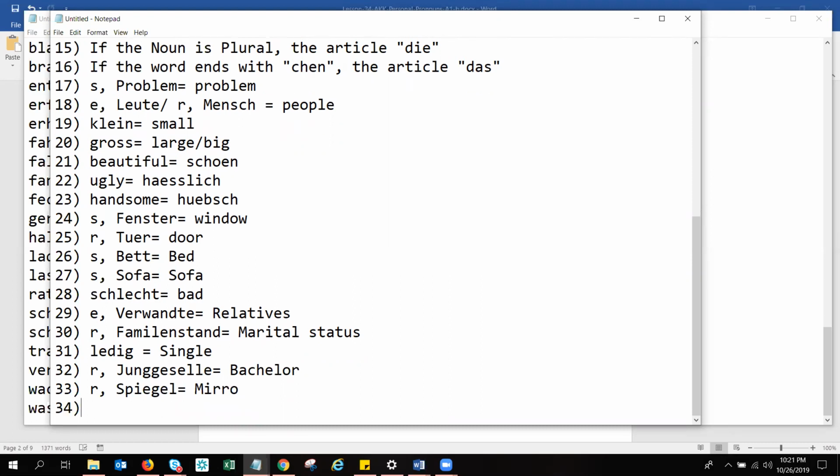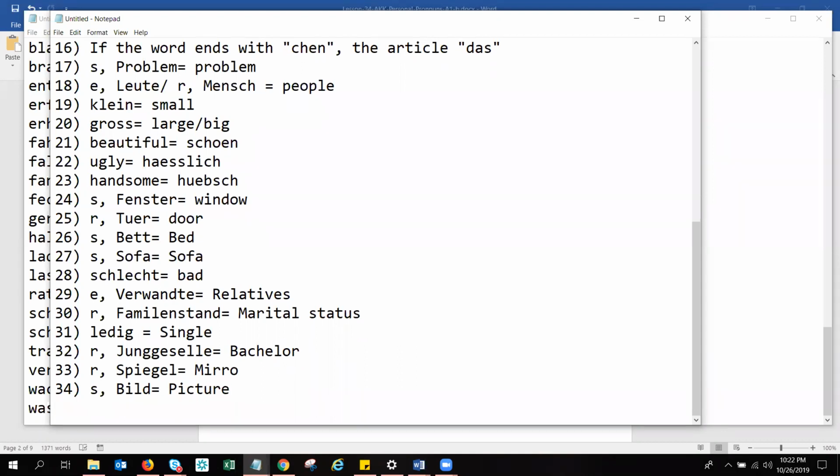Then we have picture. I told you that's Bild. Bild is picture, like a photo, or what you can say is painting.